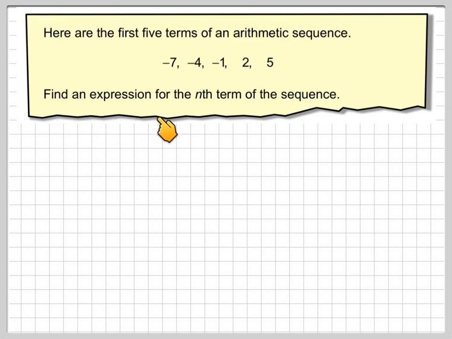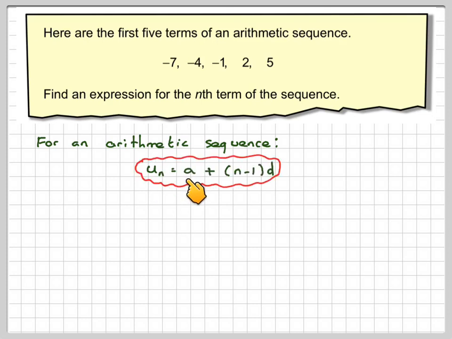Find an expression for the nth term of this sequence. Right, for an arithmetic sequence, any term is given by the first term, that's what the a stands for, plus n minus 1 times the common difference, being 3 in this case.